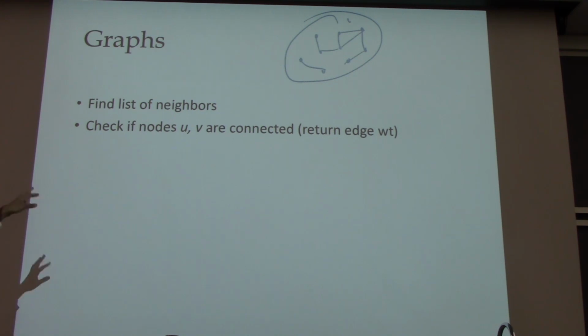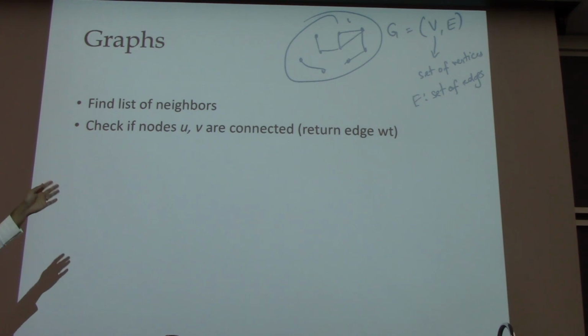Something like this. For now I'm thinking of an undirected graph, so you don't see arrows on the edges. Okay, so this is an undirected graph. I'll always write graphs as V comma E, where V is the set of vertices and E is the set of edges. This is what I mean by a graph.